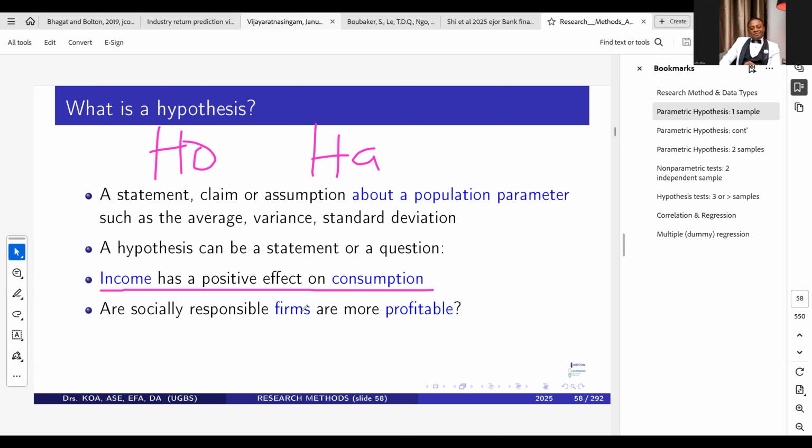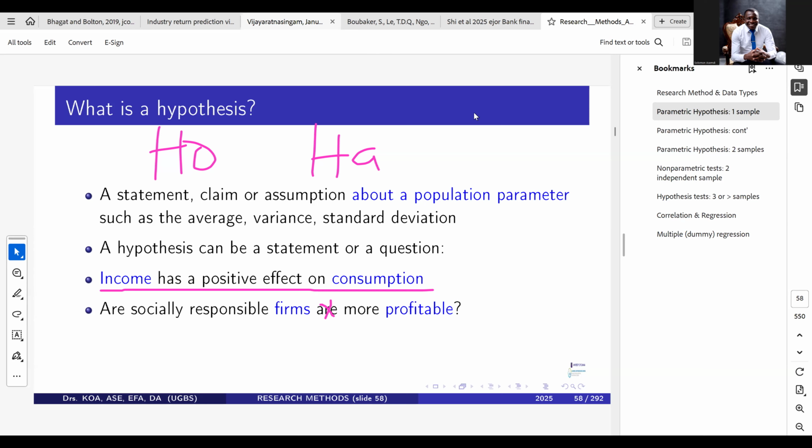Are socially responsible firms more profitable? Who can convert this into a statement for me? Class rep, are you here? Solomon? Yes, Doc, I'm here, please. Okay, go ahead. Yeah, so socially responsible firms are more profitable. Perfect. Give Dinah 2 marks for me. Write it down. Okay, noted.